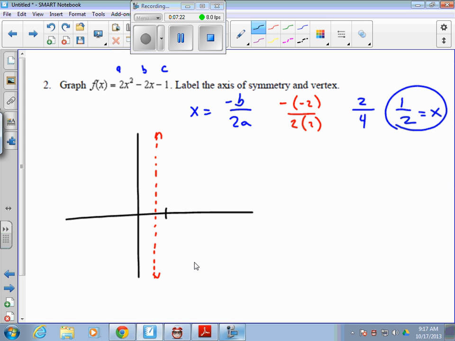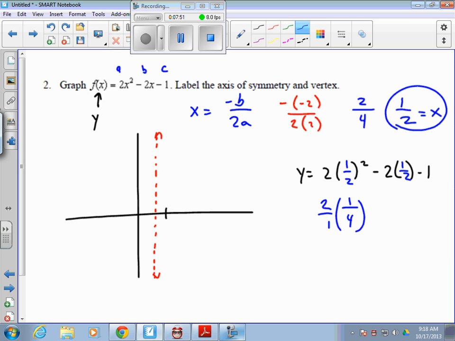Your y value, remember, anytime you see something like this, I know we didn't talk about it in this class yet, that just means y. Y equals 2 times x squared minus 2 times x minus 1. Again, we're dealing with more friendly numbers right here. So in place of x squared, plug in 1/2. In place of x, plug in 1/2. Square 1/2. 1 times 1 is 1. 2 times 2 is 4. That's multiplying by 2.